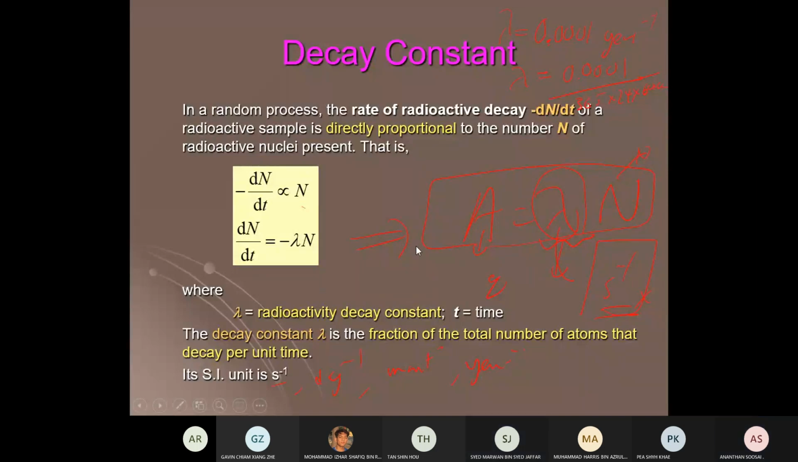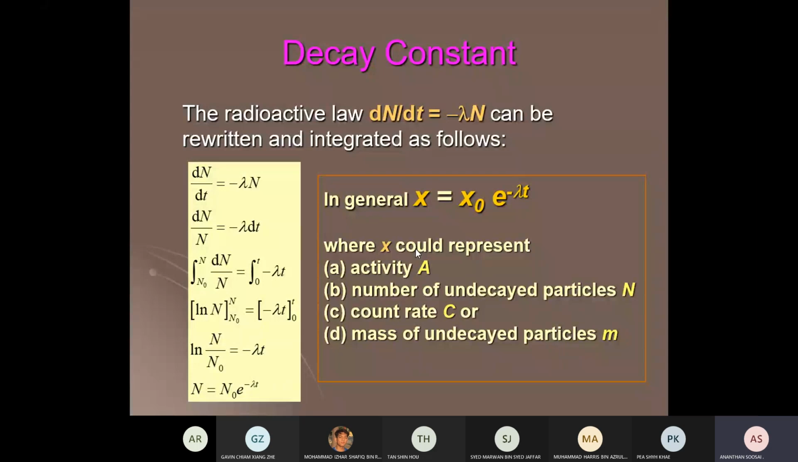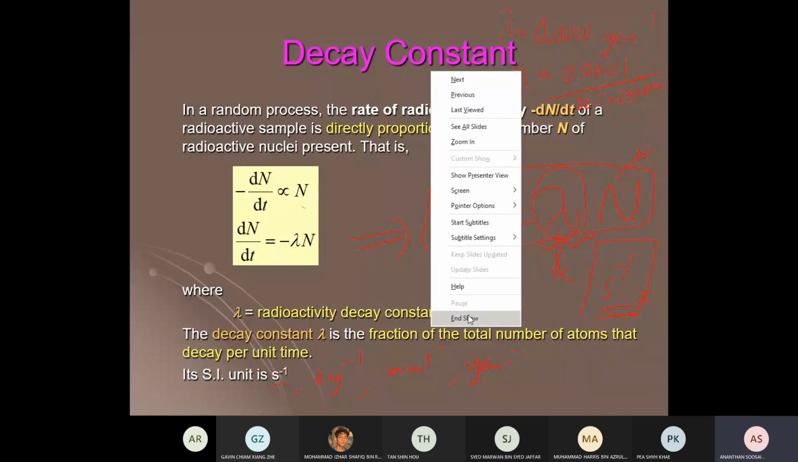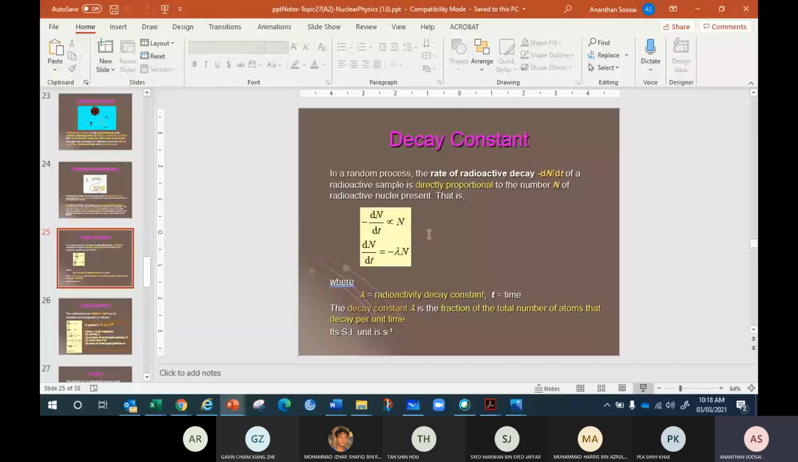Any questions? No questions, okay, let's continue. Now, actually, we have three formulas under radioactivity. This is the first formula, activity equals lambda N. Let me ask you one question.